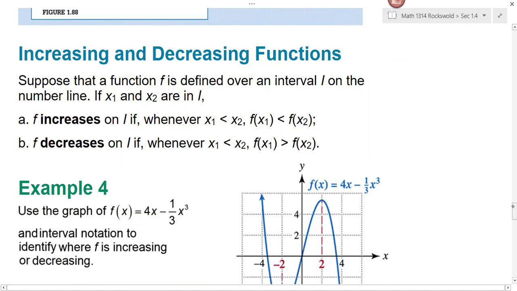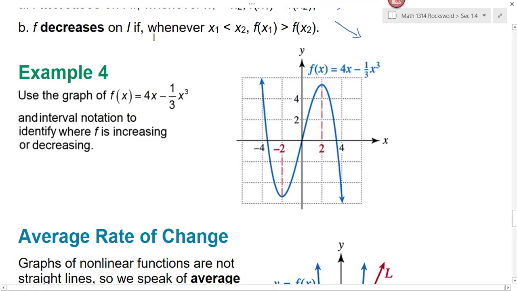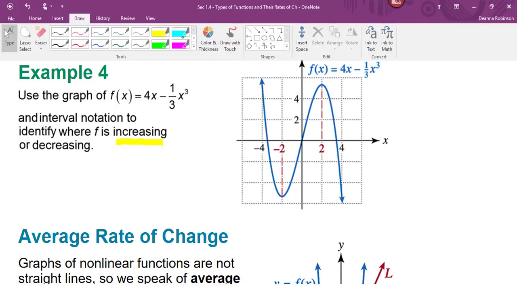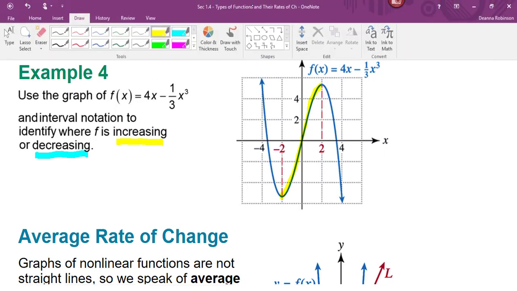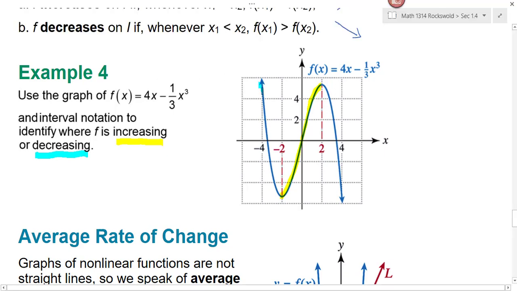Suppose that a function is defined over an interval. F increases if your graph goes up as you're reading it from left to right. And F is decreasing if it goes down as you're reading from left to right. On this problem, we want to use the graph to identify where F is increasing, and I'll do that in yellow, and decreasing, and I'll do that in blue. Where is the graph increasing? It's increasing from -2 to 2. It's going up right here as you move from left to right. And then it's decreasing everywhere else, isn't it? It's decreasing right here, and it's decreasing right here.